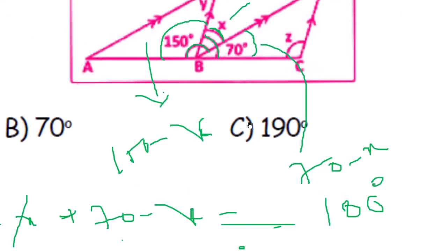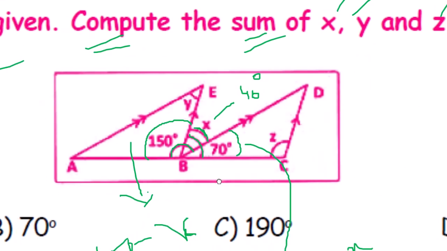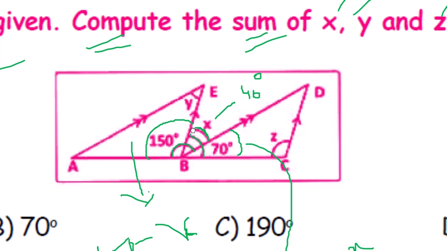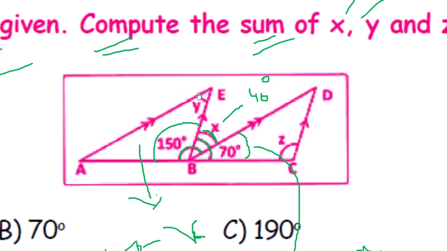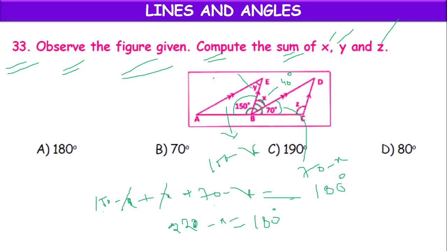So now, this AE line is parallel to BD, and BE is the transversal. So this y and this x, they will make alternate angles pair. So if x is 40, x equal to y, y also will become equal to 40. Due to alternate angles concept, y value is becoming 40.